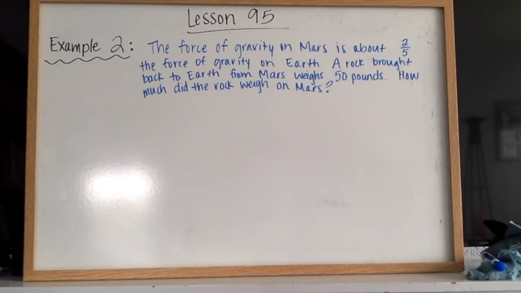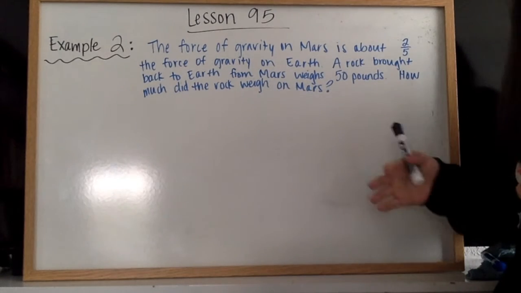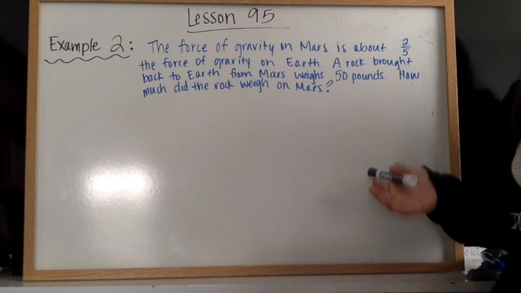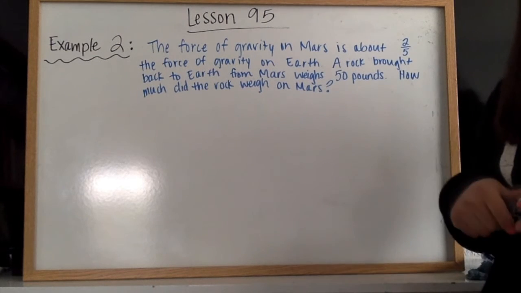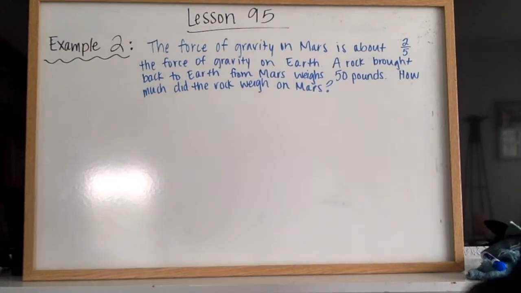Example 2. The force of gravity on Mars is about 2/5 the force of gravity on Earth. A rock brought back to Earth from Mars weighs 50 pounds. How much did the rock weigh on Mars? Well, the mass of this rock is going to be the same. The weight is what is different because weight is dependent on gravity, okay?